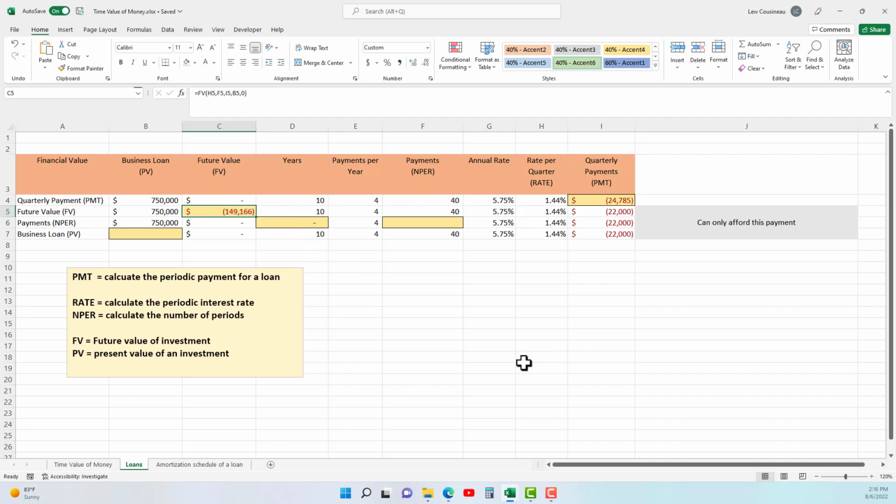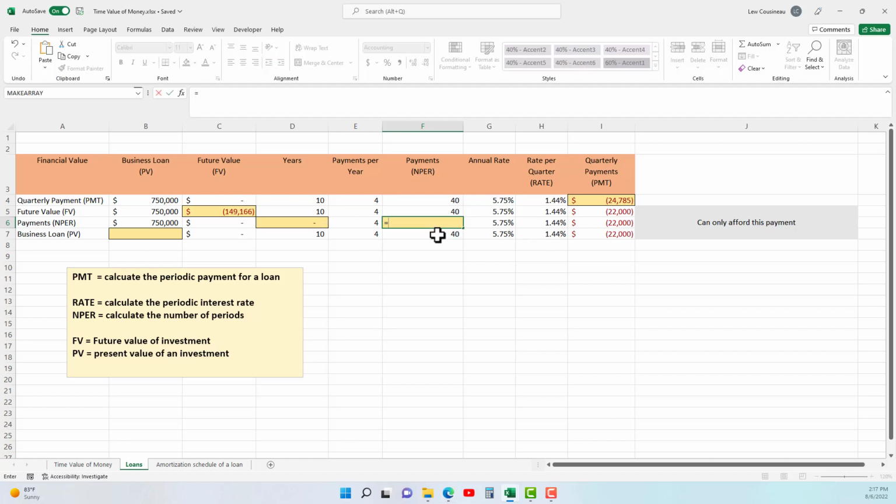Cool. So then, next question. I can only afford $22,000. How many years would it take to get this loan down to zero? So we can use the NPER function to calculate that. Now, we're going to do it over here, which is the number of periods, and then we can divide by 12 to get the number of years.